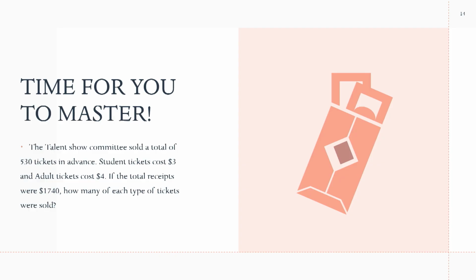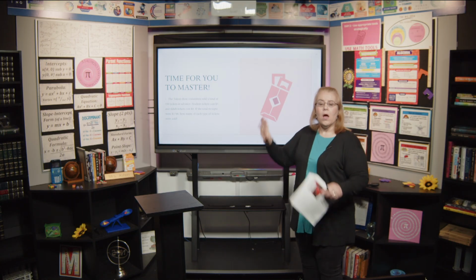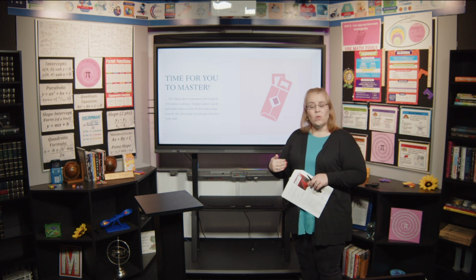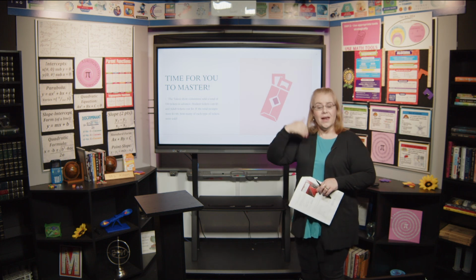The talent show committee sold a total of 530 tickets in advance. Student tickets cost $3 and adult tickets cost $4. If the total receipts were $1,740, how many of each ticket were sold? Go ahead, pause this video, write your equations, work your equations, find out what your solution set is and what it means in this context, and come back to me.